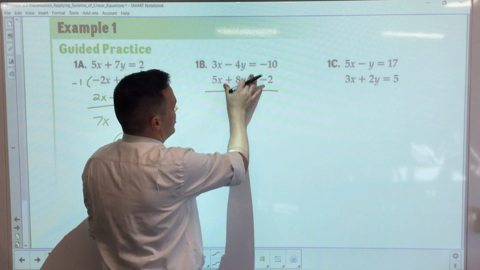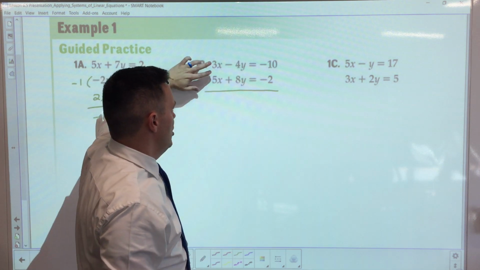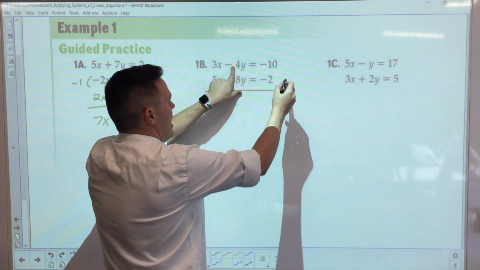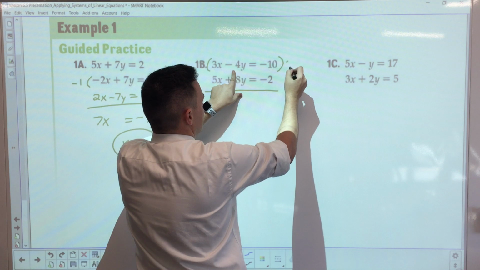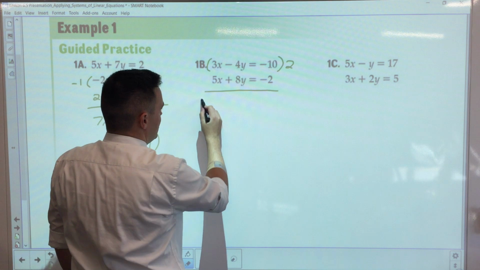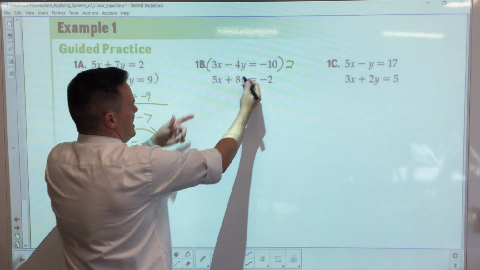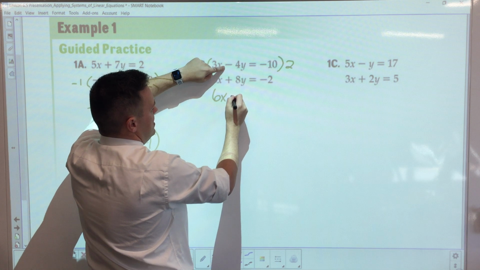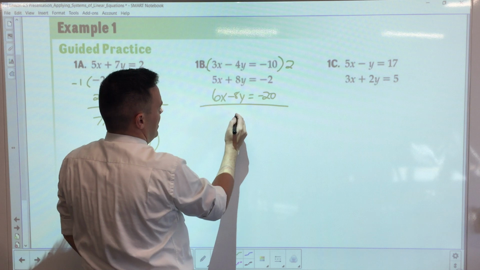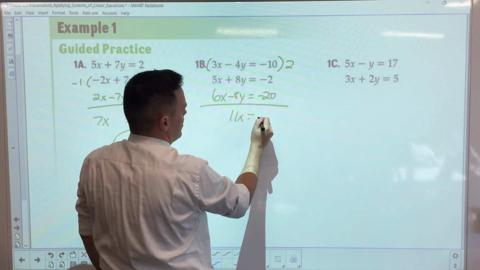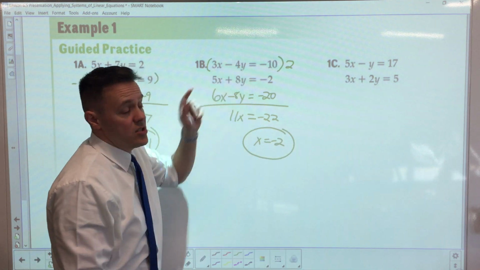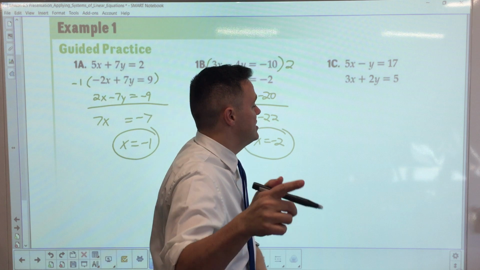Same with this one. What would you multiply? Simplest thing to eliminate. You can multiply to get 15 here and here, but there's an 8 and a 4. Common variable would be 8. Multiply this by 2. So that way you would get, 2 times 3 is 6x minus 8y equals -20. Multiply that out. 11x, these cancel, equals -22. X equals -2. Simple enough. Plug it back in, solve for y. I'm not going to do it like I said. Use Desmos if you have to.